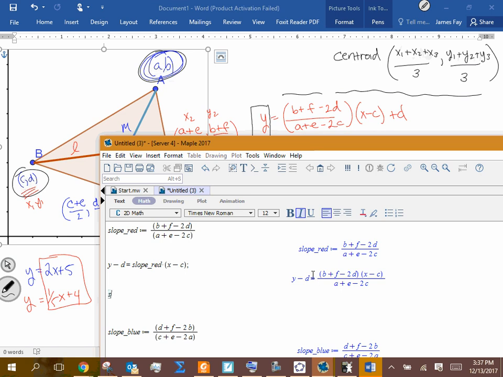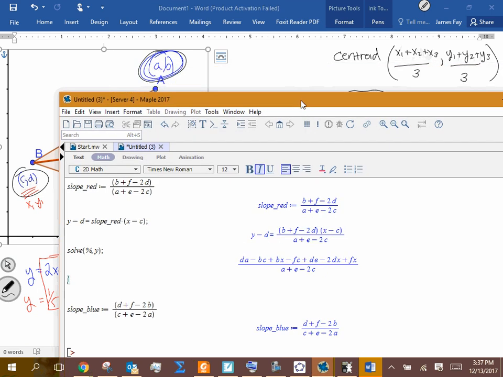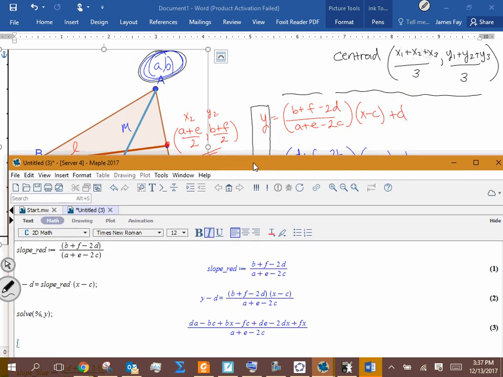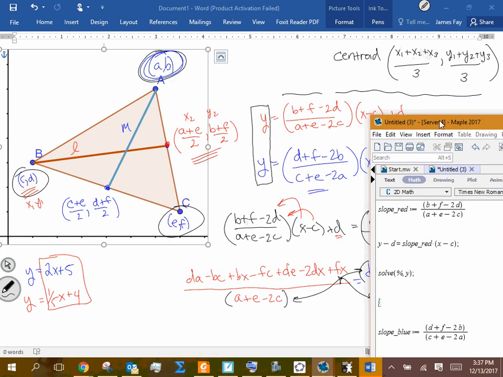So basically I tell this thing to solve the last equation for y, and it will move that d to the other side for me, and that then ends up being the, you see, dA minus BC kind of comment. That is this left-hand side here.